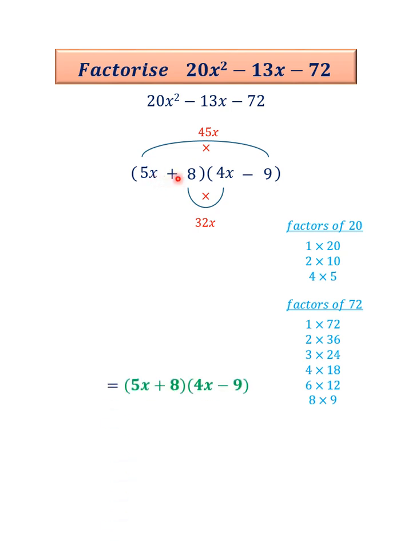Now, this gives us our final answer to be 5x plus 8 and 4x minus 9 to be the factors of this quadratic expression. You can see that it's very simple and straightforward. You don't need to start factorizing large numbers by first multiplying this and this. Take note of something. Always start with the closest factors.